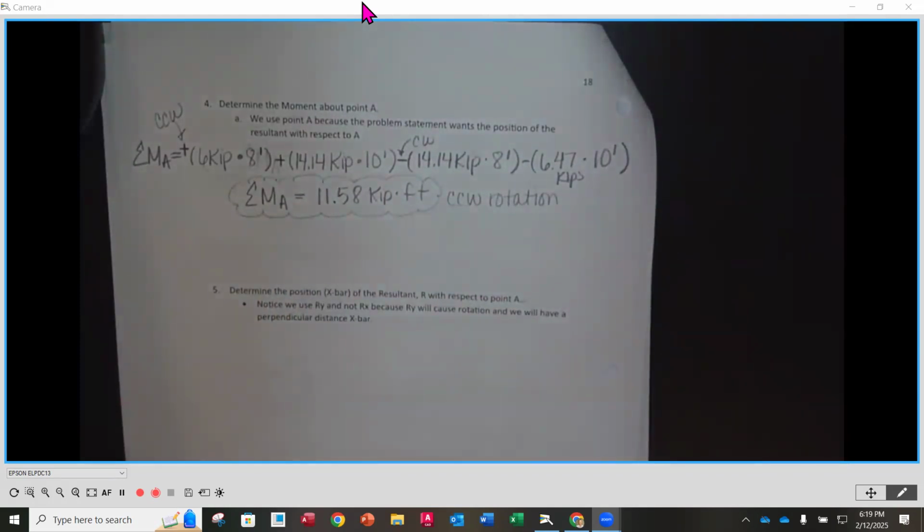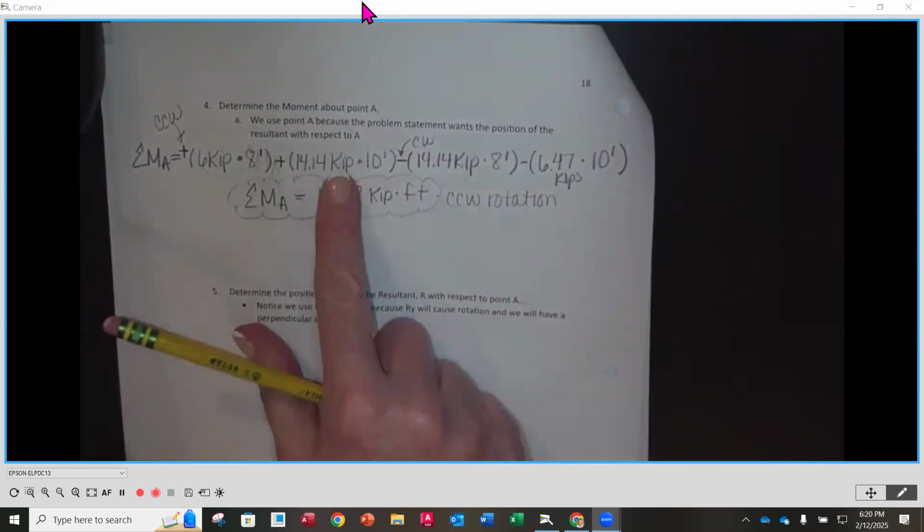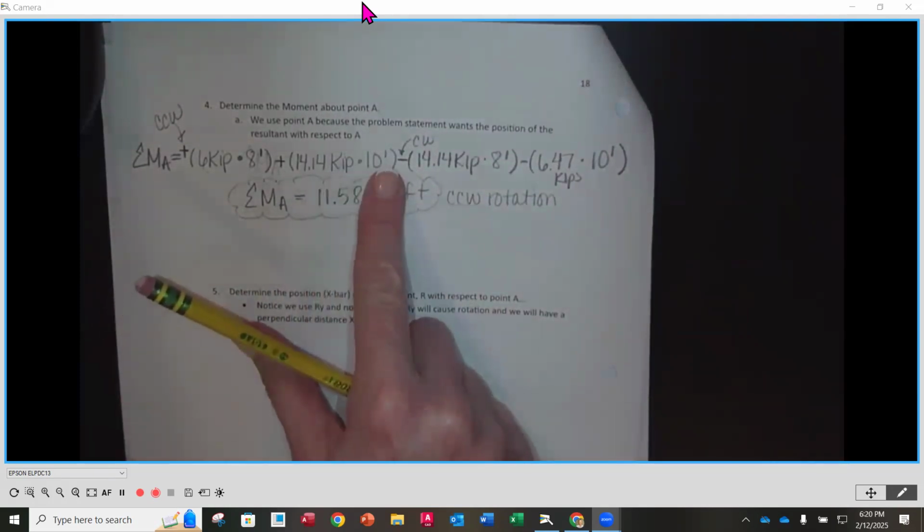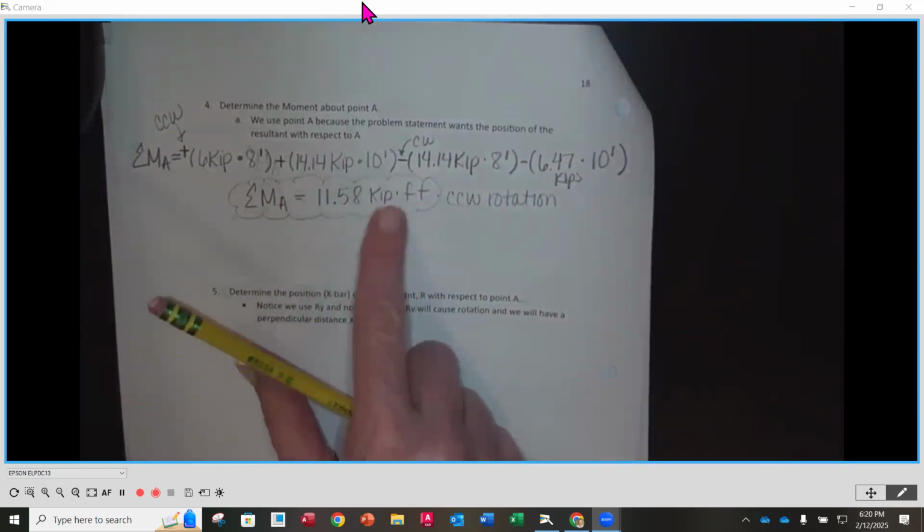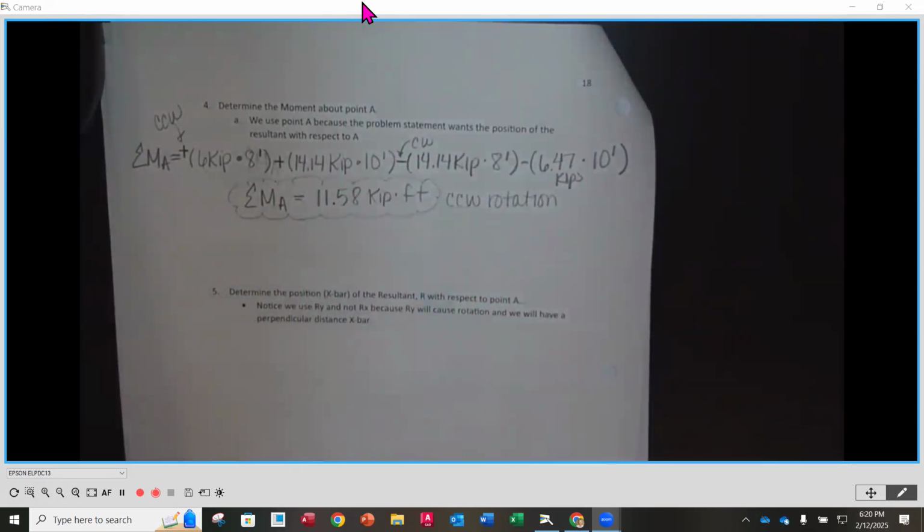So you should get a value of 11.58 kip feet. Remember, we're multiplying kips times feet. So it has to be kip feet, not kips per foot, and not foot kips. All right, kip feet, because it's force times distance.